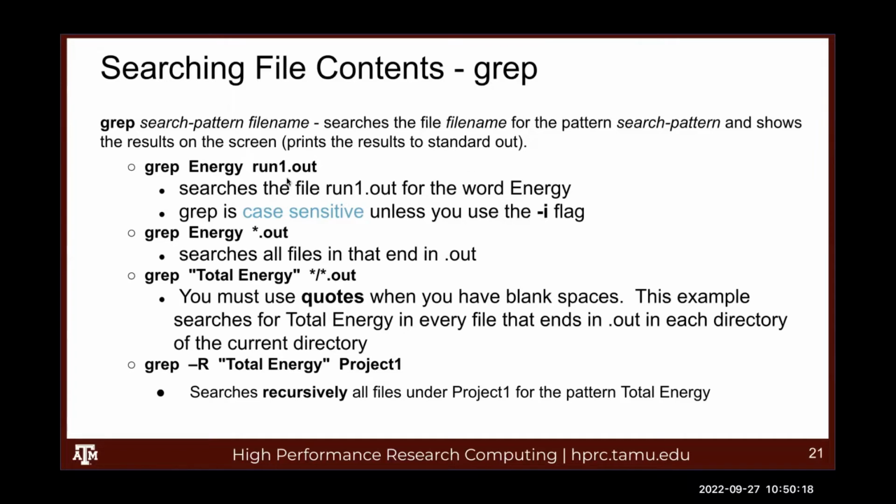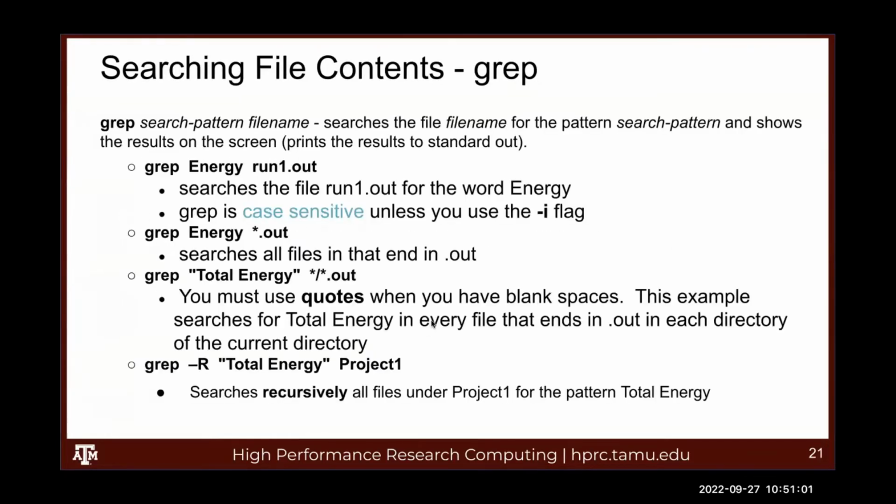So here's the basic usage, grep, and then the pattern that you want to search. So in this case, it's energy, and then the file you want to search for it in. So in this case, it's run1.out. This is case sensitive unless you use the -i flag, and then it will be case insensitive. If you use a wildcard, so in this case, grep energy, then wildcard.out, it'll look through all your files that end in .out and display where it finds this term energy.